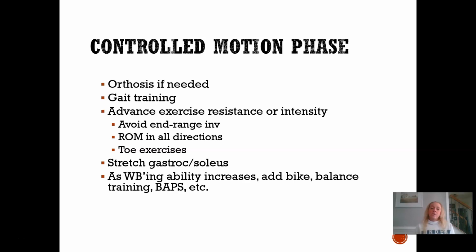In the subacute or controlled motion phase, they might need an orthosis, continue with gait training. They should hopefully be weaned off of any assistive device by this point. Continue to progress or advance the exercises that they were given in the acute phase, avoiding end range inversion. We don't want to stress those ligaments that were already strained.